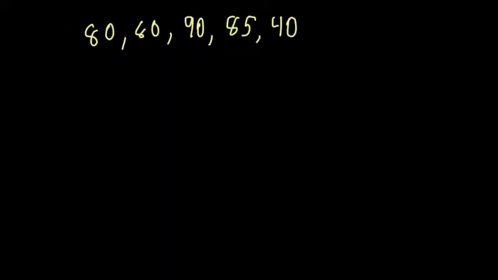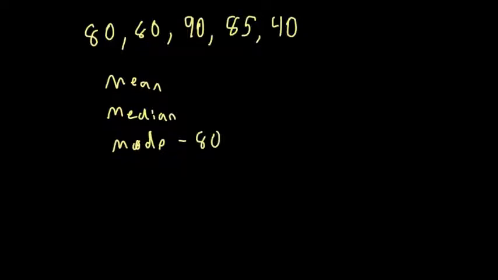Another way data can be misleading is if we have an outlier. So let's look at this. We're going to do our central tendencies, mean, median, and mode. Mode's going to be the quickest to do. We got two 80s, so our mode is 80. Our median, take our two smallest and our two biggest. The one left in the middle is 80.